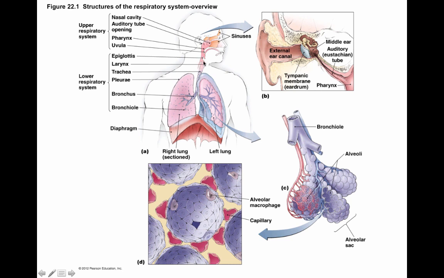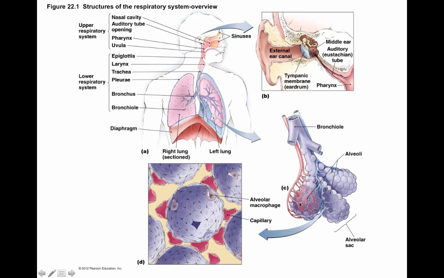Right below the epiglottis is the larynx, that's your voice box, and the trachea, which is the large tube leading down into the lungs. It divides in two, and you end up with the bronchus, bronchi if plural. Those further branch out into bronchioles. And then at the end of the bronchiole, here it is blown up, you see the little alveolar sacs. This is where gas exchange occurs.